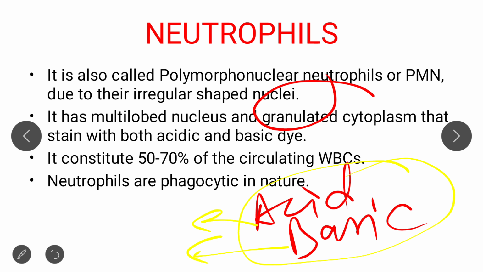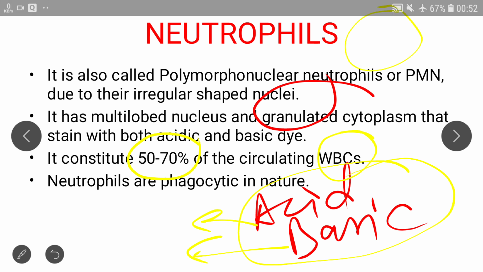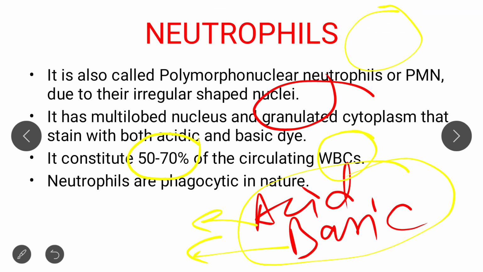Now, in the total WBC, neutrophils constitute 50 to 70%. If we see the total WBC, then 50 to 70% neutrophils are present.